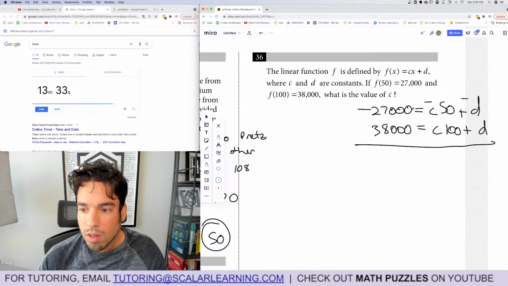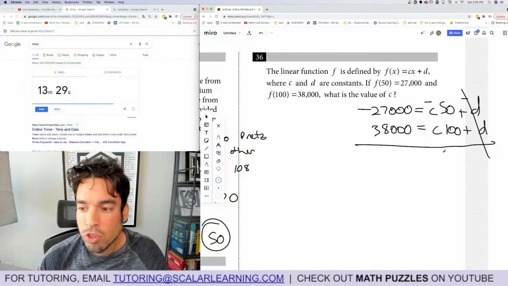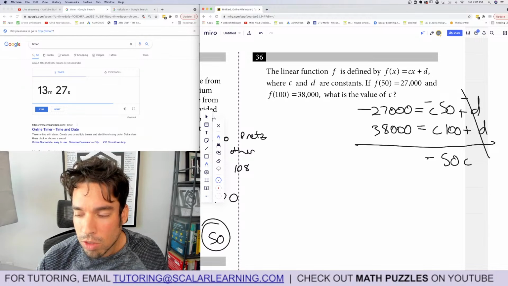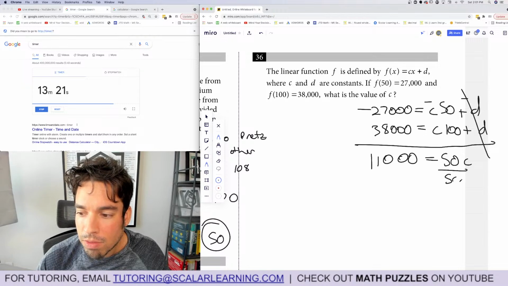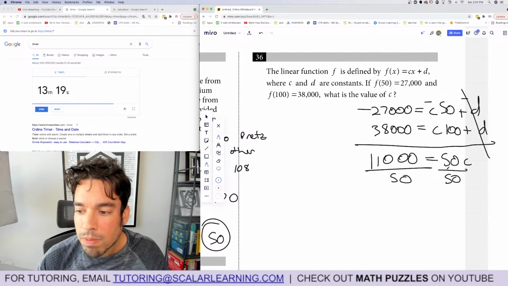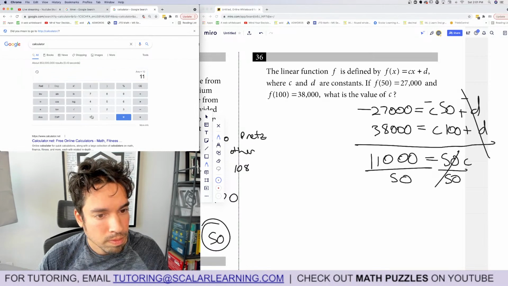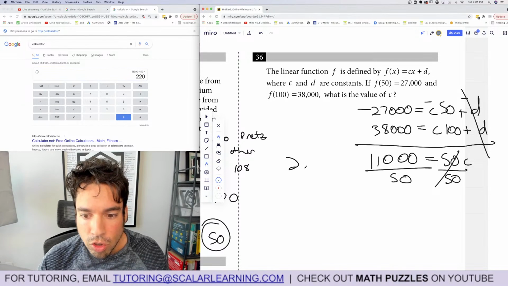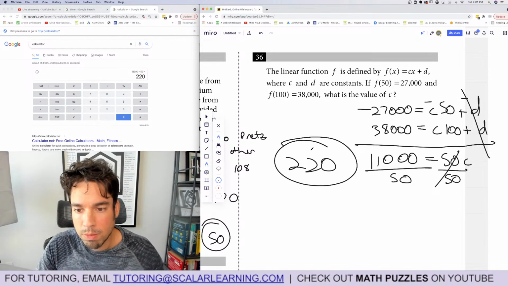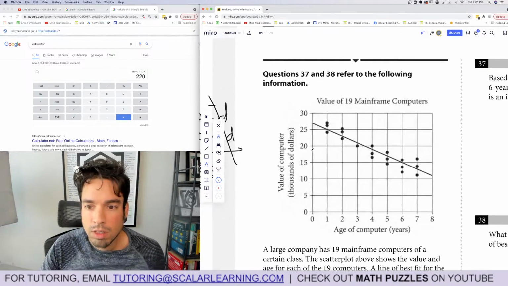The d's cancel out. Negative 50c plus 100c is 50c. Just moving the order. And 38,000 minus 27,000 is 11,000. Last but not least, divide by 50. 11,000 divided by 50 is 220. Boom. All right. Two more.